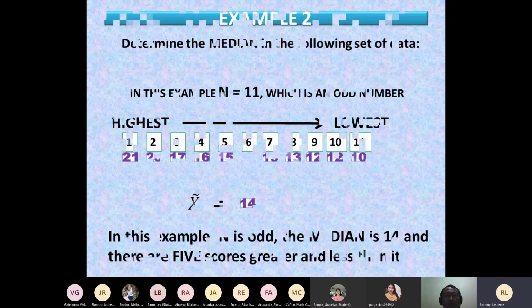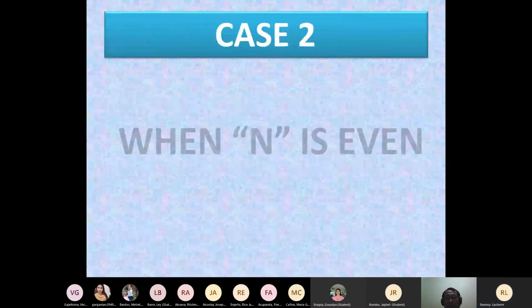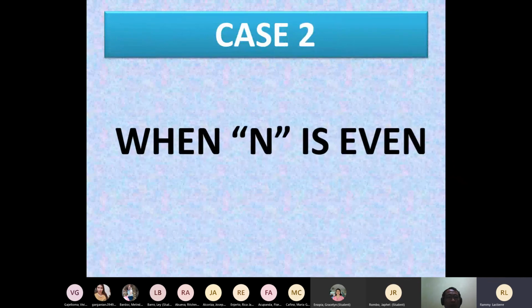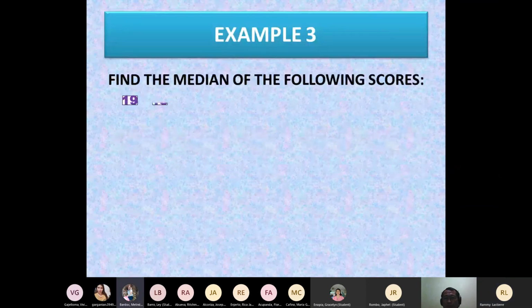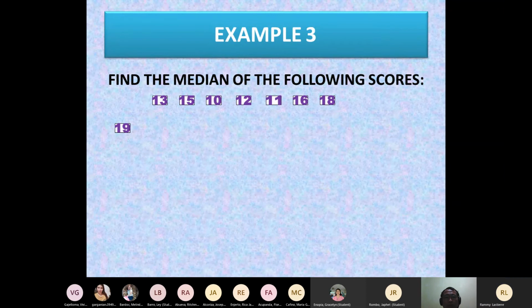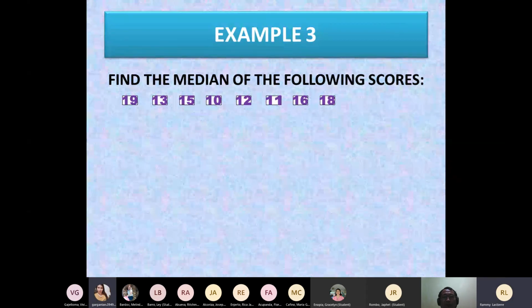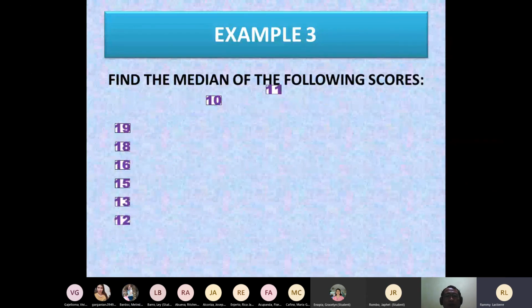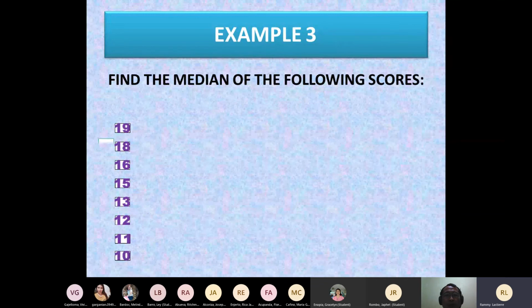Okay, next. What about even number? For example, 2, 4, 6, 8. Even items. So arrange the same process. Okay. 3, 5, 6, 7, 8.